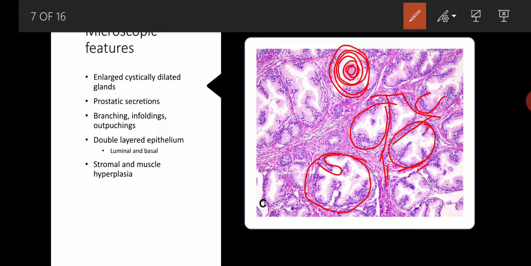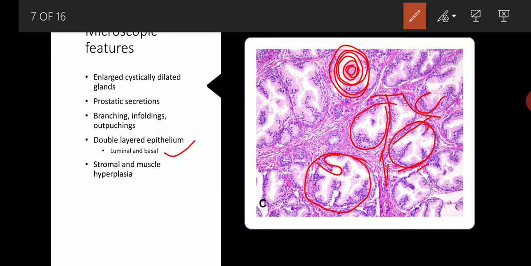The double layering of the epithelium is retained. As I already mentioned, the epithelial and basal layers are the two cell layers of the normal gland, and the double layering is maintained in benign conditions, whereas the basal cells are lost in malignant diseases. Since this is a benign condition, you will get a double layered epithelium. There will be both luminal and basal type of epithelium.